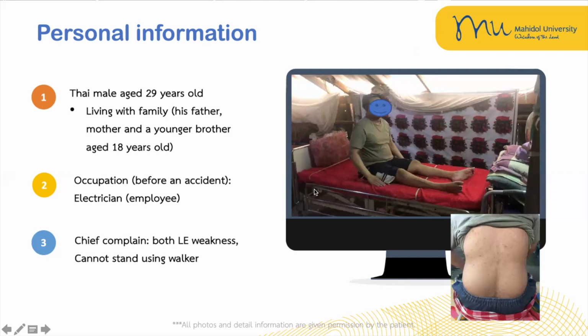You may think, why did he not go to the hospital for rehabilitation? A health promoting hospital should be located nearby. What happened to him? I will give more information later on.